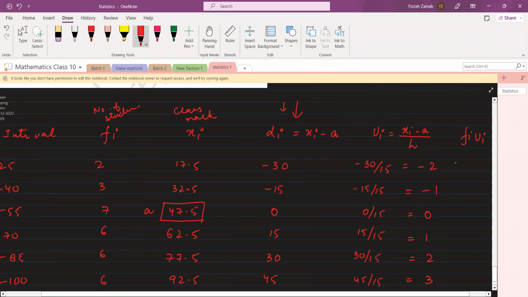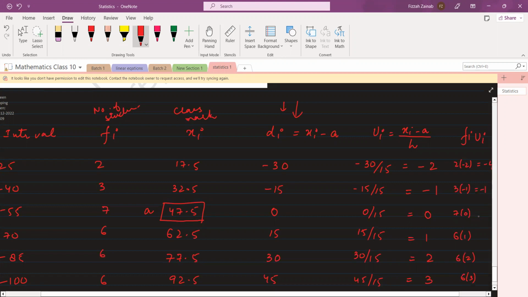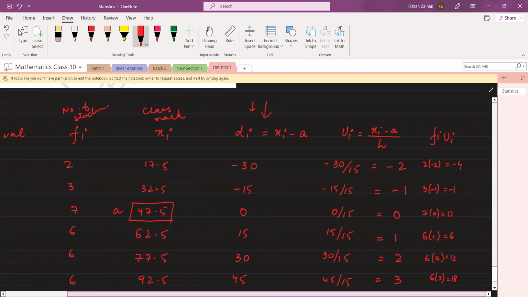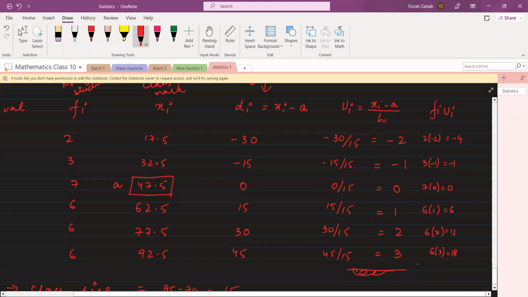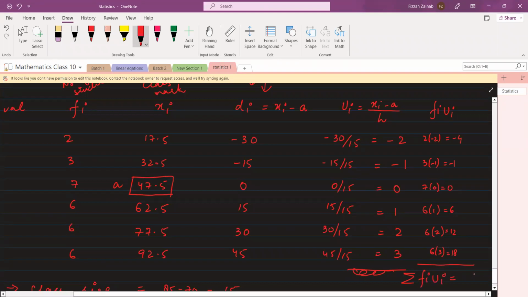So you are doing 2 into minus 2, then 3 into minus 1, 7 into 0, 6 into 1, 6 into 2, and 6 into 3. So these numbers are minus 4, minus 1, 0, 6, 12, and 6 into 3 is 18. Can you see that? So basically this summation you will find in the end, which is the summation of fi into ui. Clear? Now please find this.